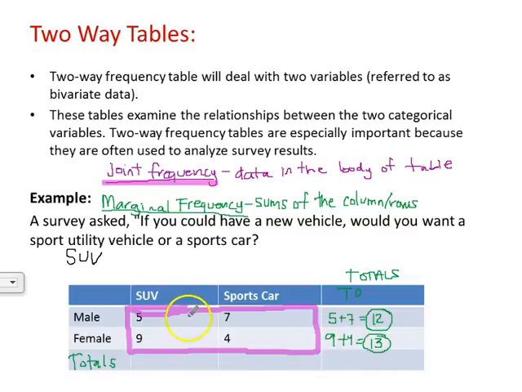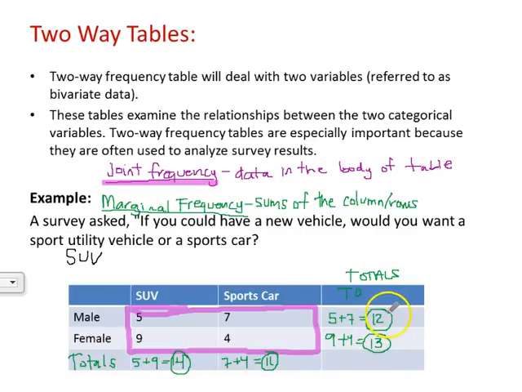We can also find the totals for the columns. How many people chose SUVs? We add 5 plus 9 and get a total of 14. Then how many people chose sports cars? 7 plus 4 is 11. And then we have a grand total.